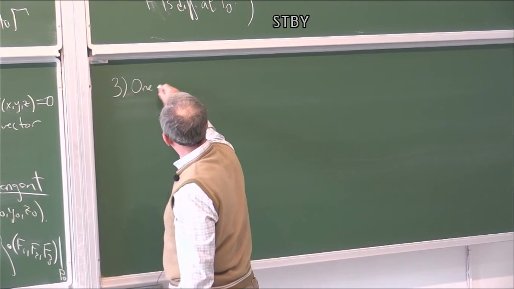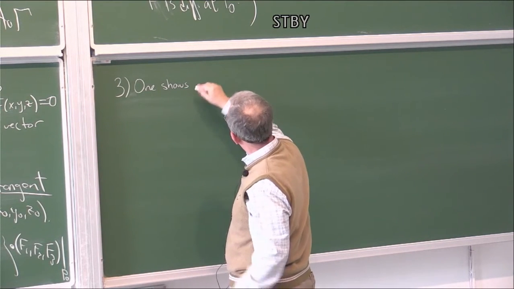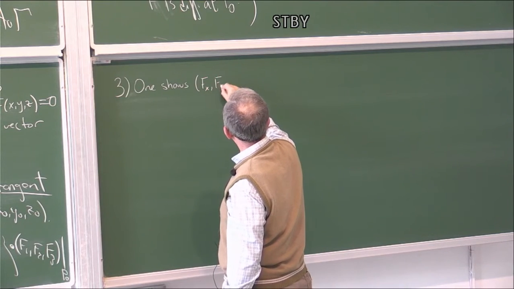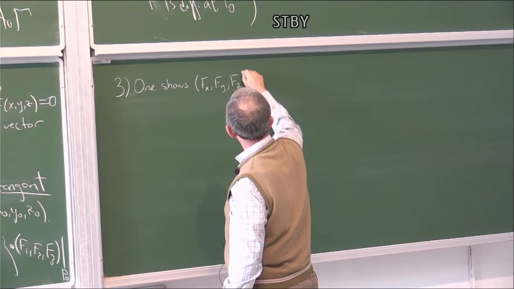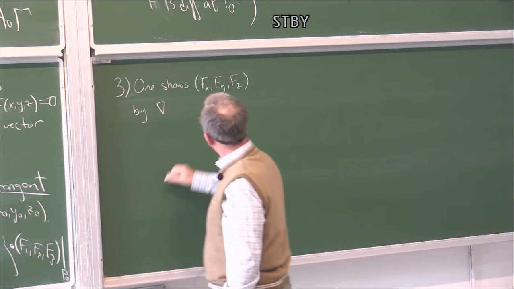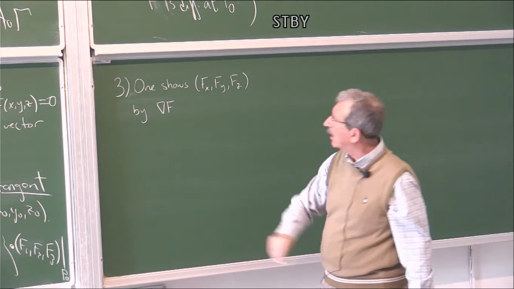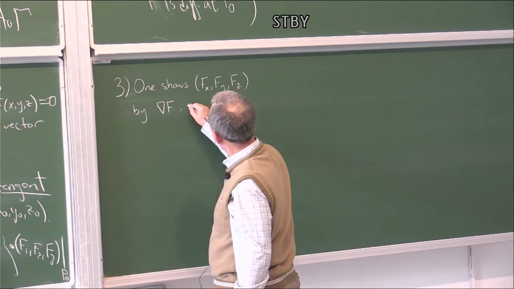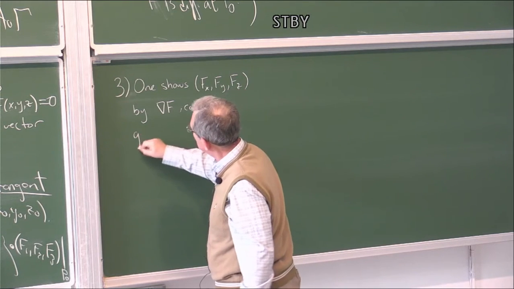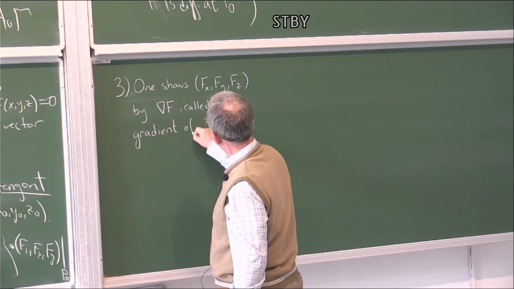One shows the vector f sub x, f sub y, f sub z by an upside down triangle f, called the gradient.